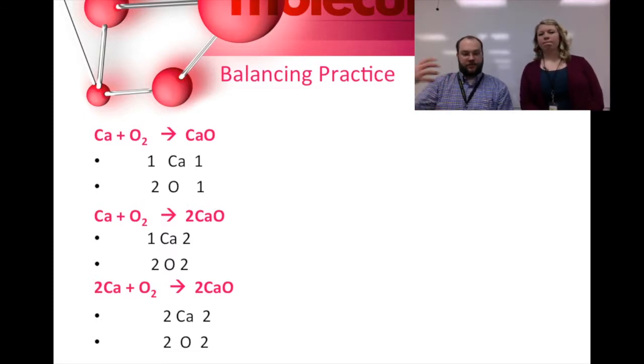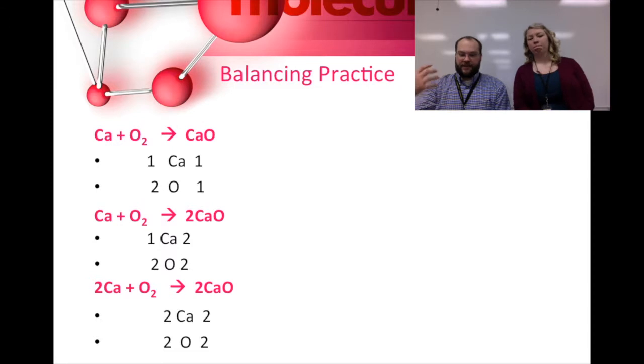Okay, so I had to add the 2 in front of the CaO, but that messed up my calcium, so then I have to add the 2 in front of the calcium. So I can see where it can get pretty complex here. Yeah. So that's one example. Here's another one for you.